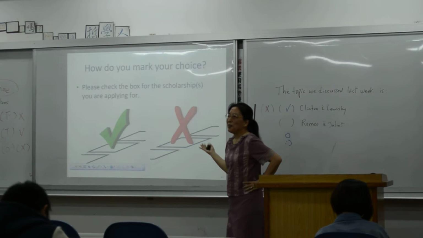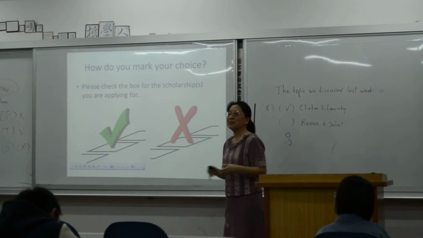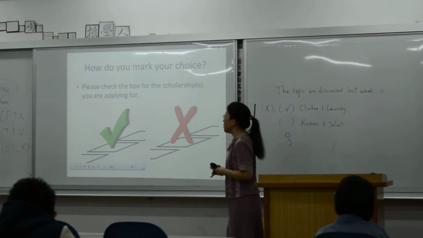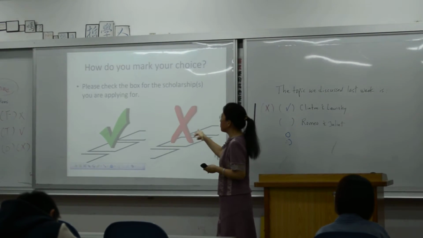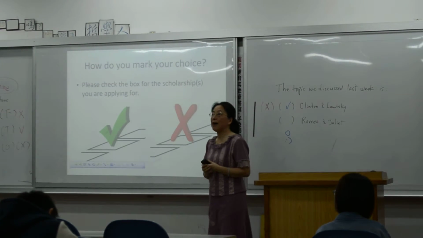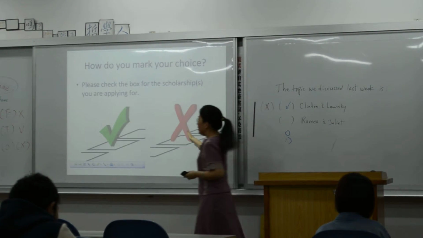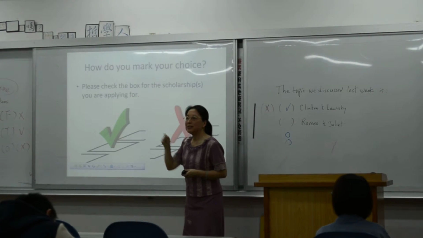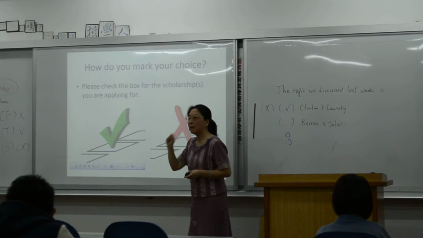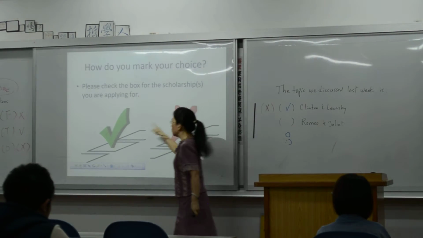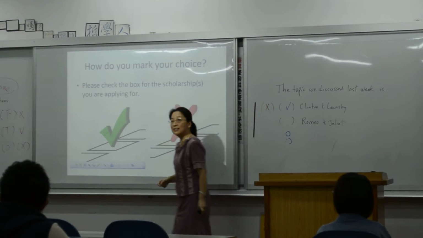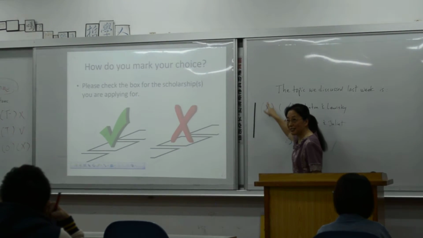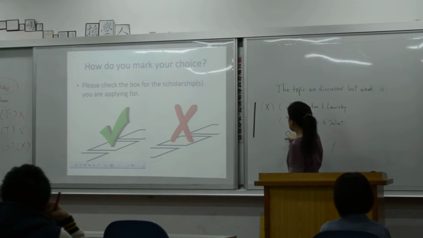Again, in order to stimulate your interest, I started by asking you how you will mark your choice. Please check the box for the scholarships you are applying for. Now, if you receive a form like this, how would you indicate your preference for the type of scholarships you're applying for? Would you put a check like this, or a tick, an X, or a circle?